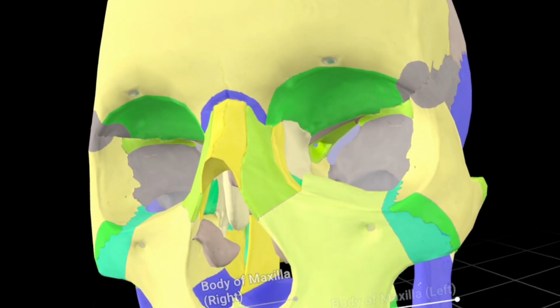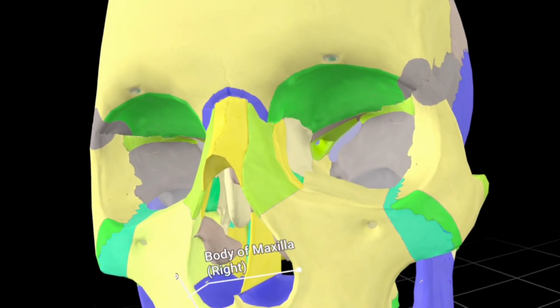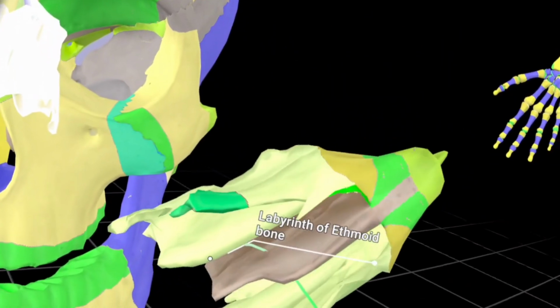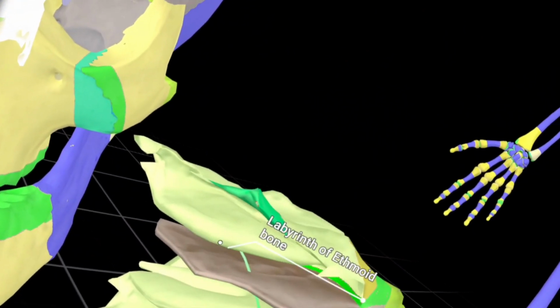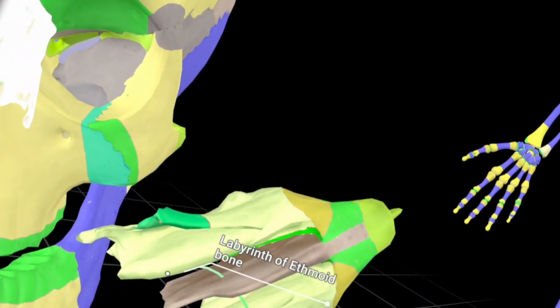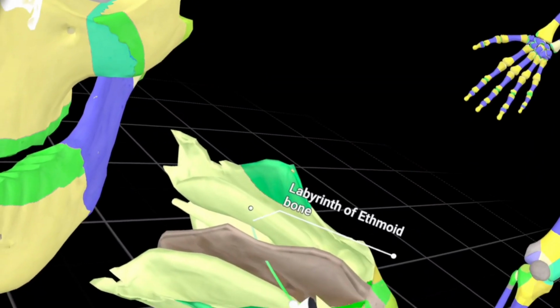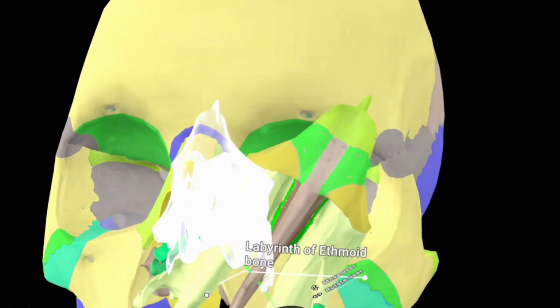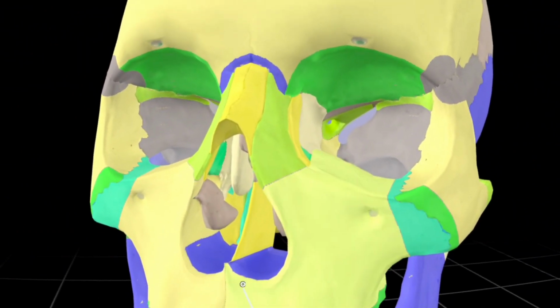Next we have the ethmoid bone, and I feel it necessary to pull this out so we can take a look at the ethmoid bone. It's such a fascinating bone. Let's pull it out and look at the ethmoid bone. There we go. Now let's look at the vomer.